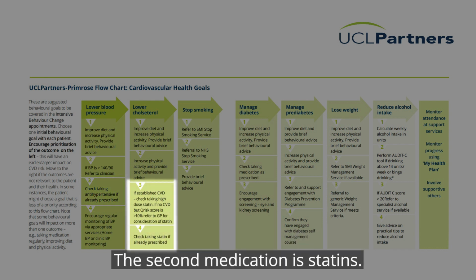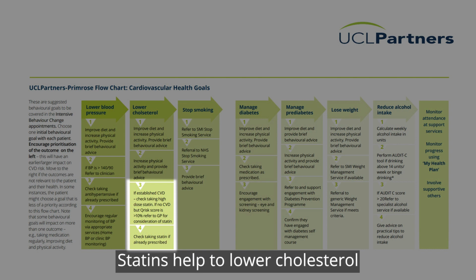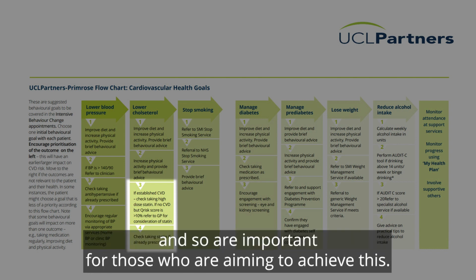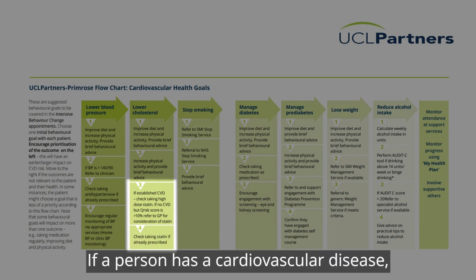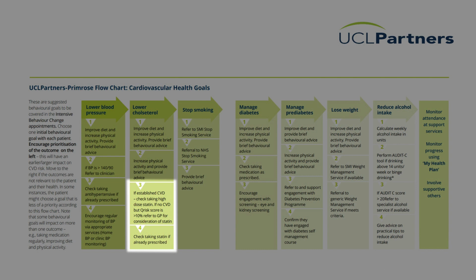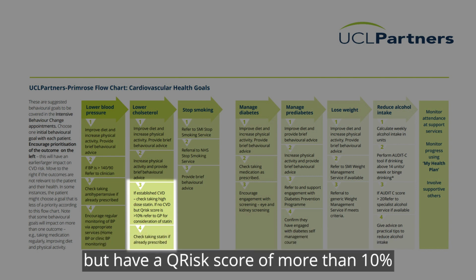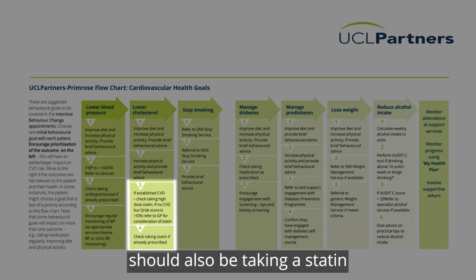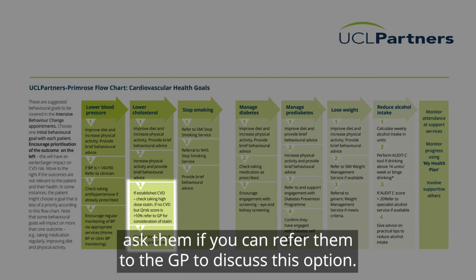The second medication is statins. Statins help to lower cholesterol and so are important for those who are aiming to achieve this. If a person has a cardiovascular disease, check that they are already taking a high-dose statin. Those who don't have cardiovascular disease but have a Qrisk score of more than 10% should also be taking a statin. If they're not, ask them if you can refer them to the GP to discuss this option.